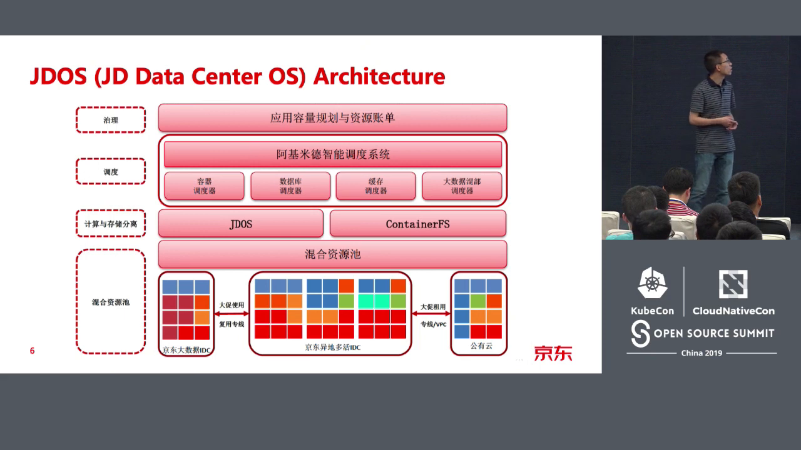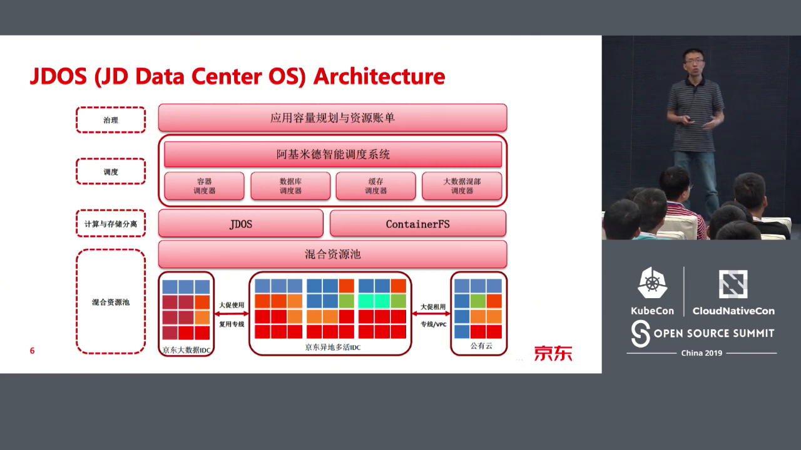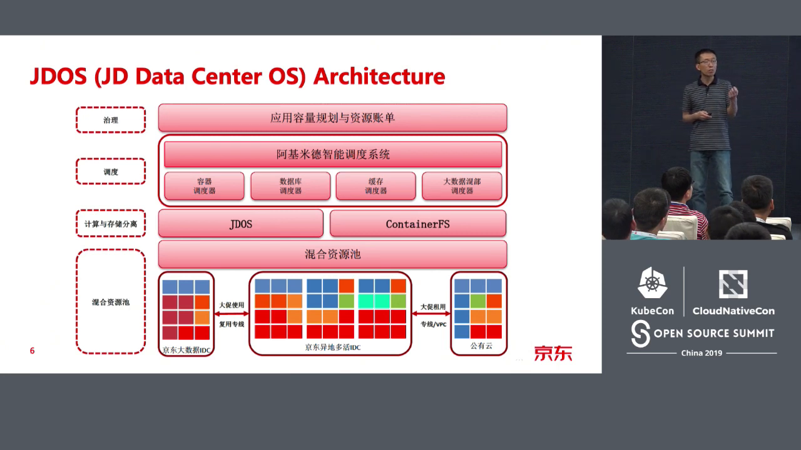In our container management, we have a system we call JDOS, which is short for the JD Data Center OS. Actually, it's a customized Kubernetes for Jingdong. In 2016, when we adopted Kubernetes, many things were not mature, and we encountered many difficulties. For that, we have optimized some shortcomings.